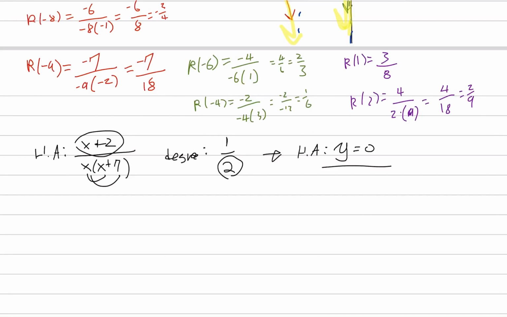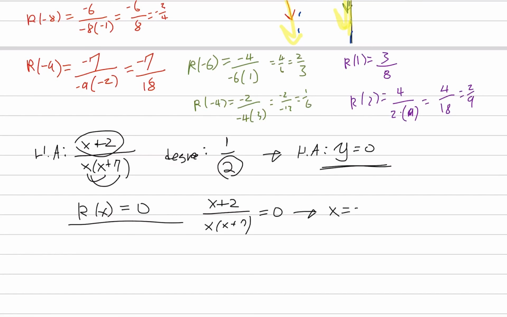And the next part says determine the points, if any, at which the graph of R intersects the horizontal or oblique asymptote. So this is asking, when does this function equal 0? When does it cross the horizontal asymptote? We already established that, but let's go over it one more time. Again, we saw that x equals negative 2 will cross 0. So the graph of R intersects the horizontal asymptote at negative 2, 0.